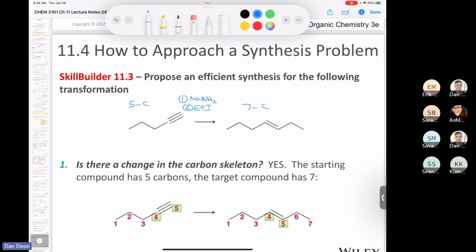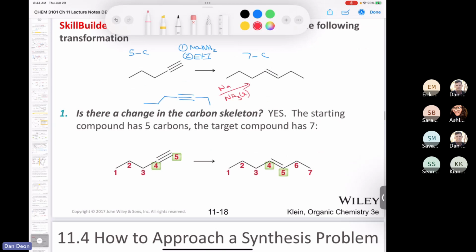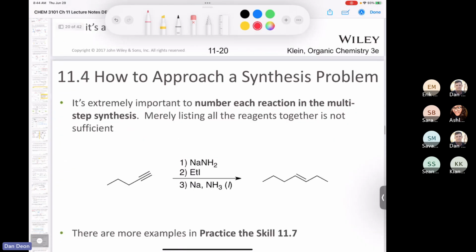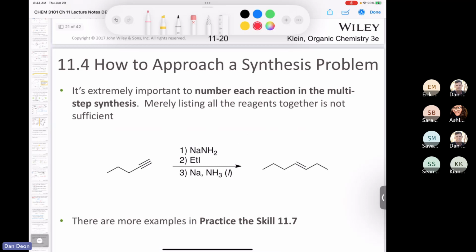Now, when you do that, you're going to end up with this intermediate, right? 1, 2, 3, and then you're going to have this here. So now if you want to reduce that to the trans alkene, you're going to use sodium metal reduction. Again, the slides go all through the whole thing here, but I'm pretty sure that all of you could have figured that out pretty quickly.